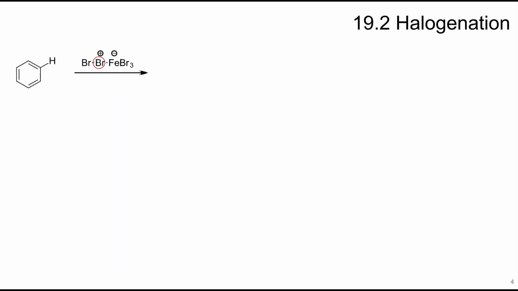Once that complex forms, the Br plus and the FeBr4 minus, this makes a very good electrophile because we have this positively charged bromine, and we have a nucleophile. So this nucleophile can grab that electrophile, or attack or hug that electrophile. Those electrons go on to the bromine. So when I take those electrons out, the Br gets added here, and then I have a positive charge there. This is called a sigma complex.